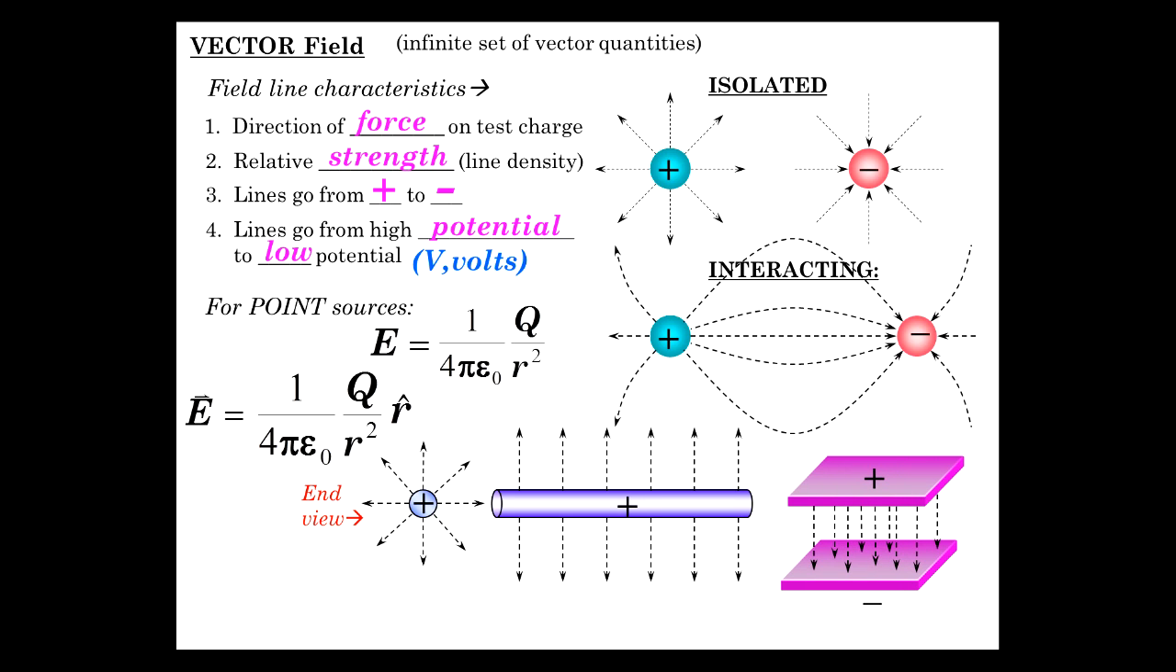Likewise, with a plane of charge, we have cancellation in 2 dimensions inside here. So ultimately, we just have a constant, uniform electric field between the plates. So we'll hit that again later.